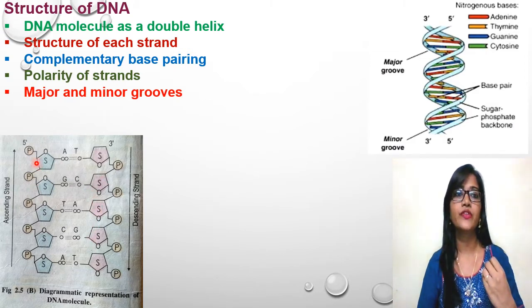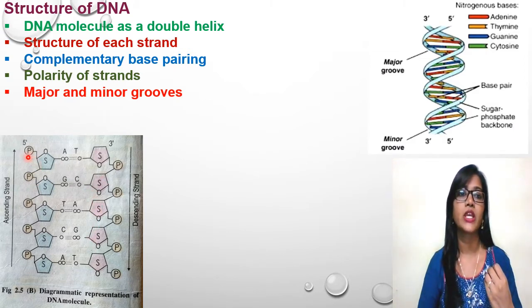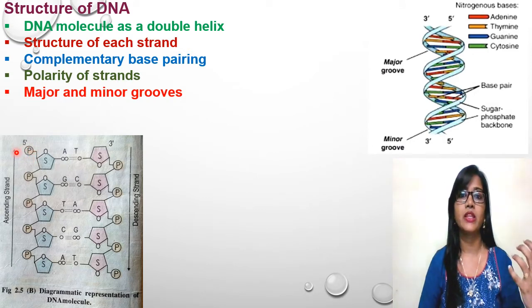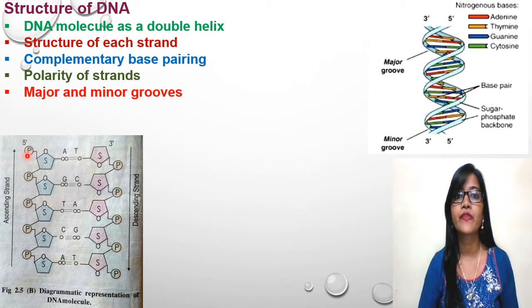Because of this type of attachment, now see, this is the 5' end. They have two types of ends. It ends here, so this end is a free 5' phosphate group. So it is denoted by the 5' end.